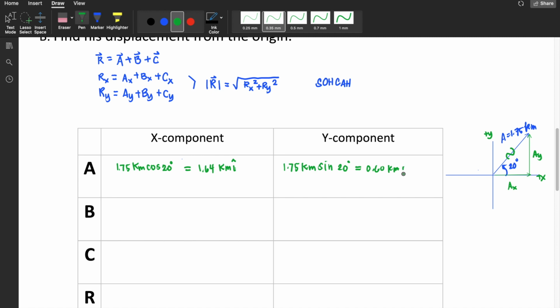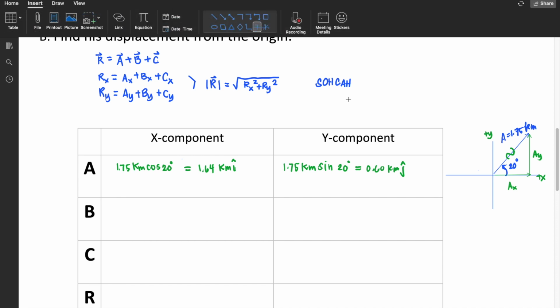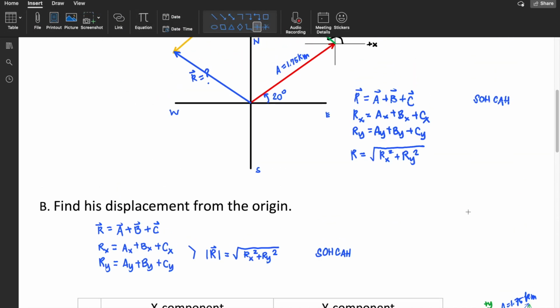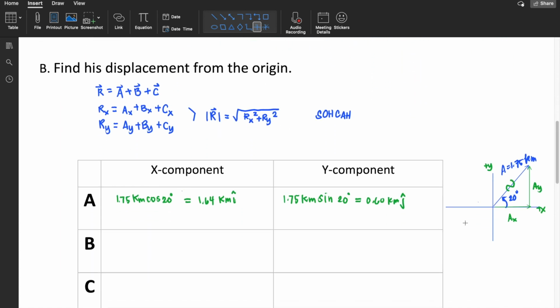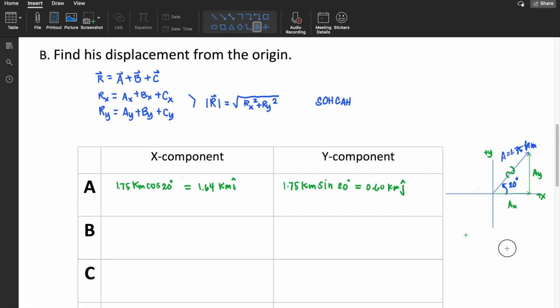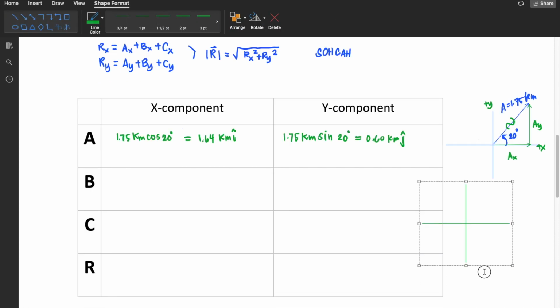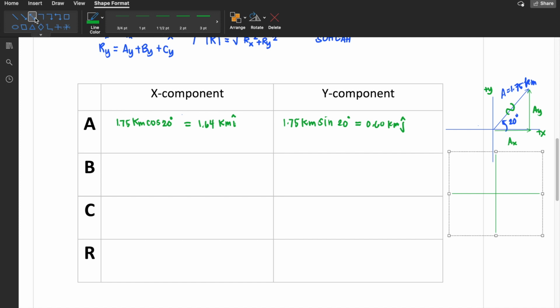kilometers j hat. Take note, these are positive components. It's towards positive x-axis and positive y-axis. So that would be plus plus, lying along the first quadrant. Next, for letter B, if you'll notice, it's lying along the second quadrant. So you'll have an idea that its x component is simply negative, right? So it's lying along the second quadrant.